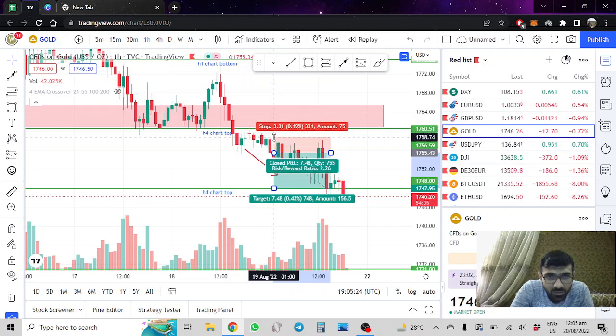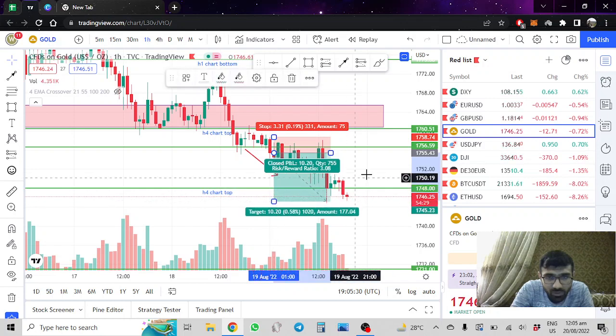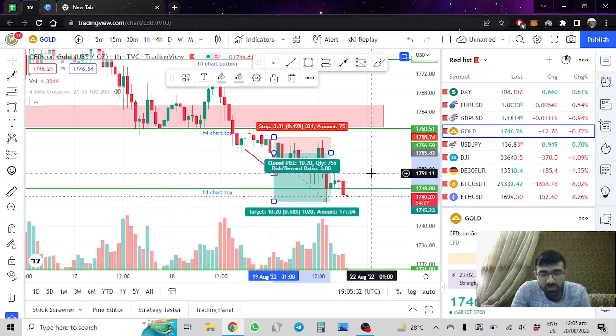Okay, so this would be our stop loss, and the amount of profit that we would have made would be 1 by 3. Okay, so this is a huge profit in gold as well.